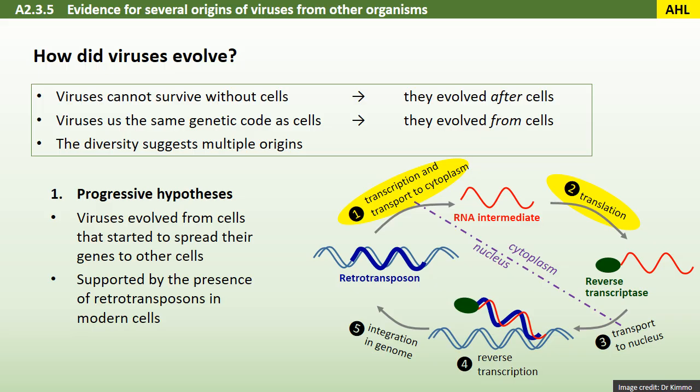These proteins include reverse transcriptase, and the proteins along with RNA are transported into the nucleus, where the RNA is reverse transcribed back into DNA. This DNA is then integrated into the genome, which results in new copies of retrotransposons in random locations in the genome.